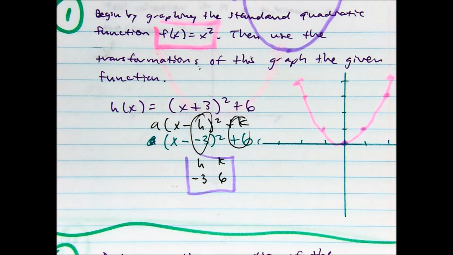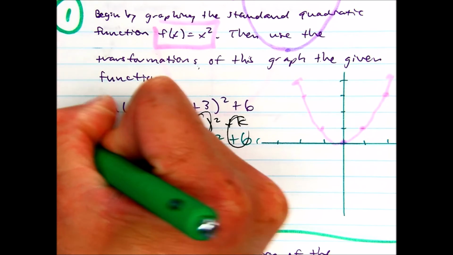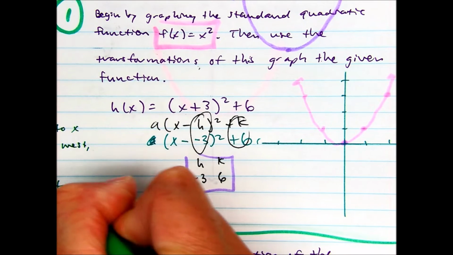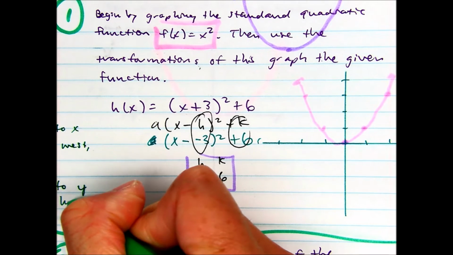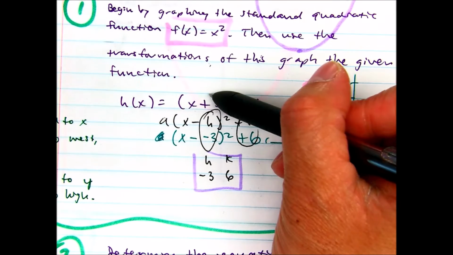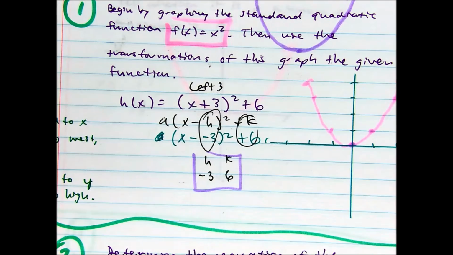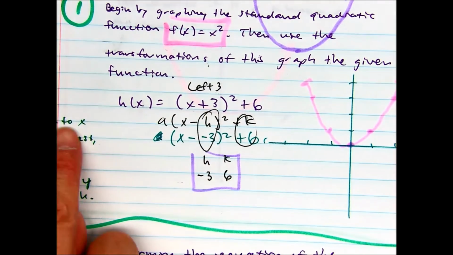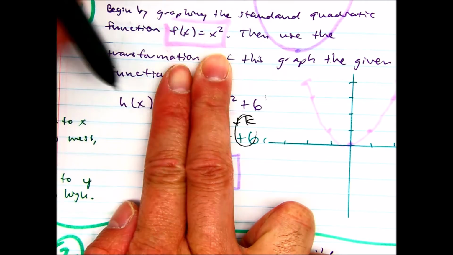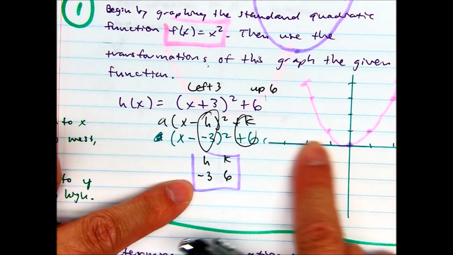Another way you could have seen the problem is my phrase, add to x, go west, add to y, go high. So it's talking about the transformation. This basically means add to x, you're going left. So this means left 3. And then h of x is a fancy way of saying y. So you're adding to y, so go high. So you're going up 6. So left 3, up 6.